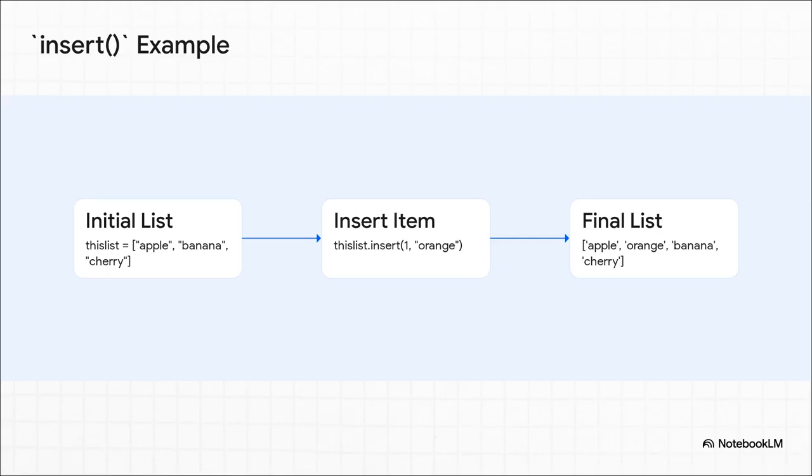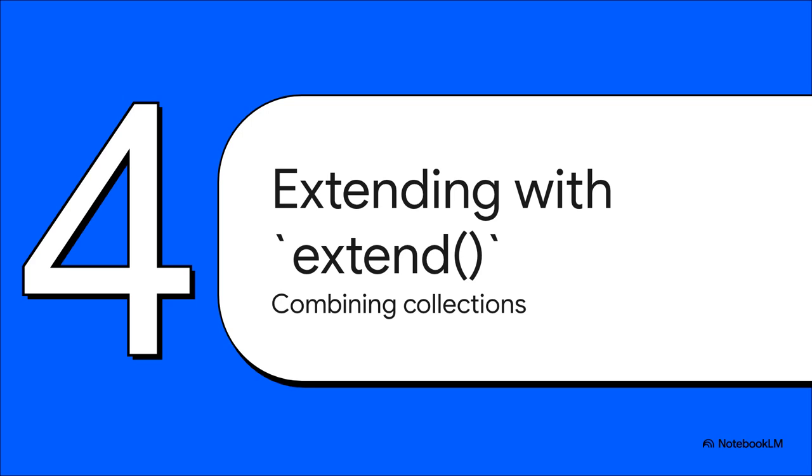We start with our apple, banana, cherry list again. We tell it, insert at index 1 the word orange, and boom! Apple stays put at index 0. Orange slides right into index 1. And what happened to banana and cherry? They just got bumped down the line to make space. It's that simple. Okay, so we can add one item at the end.